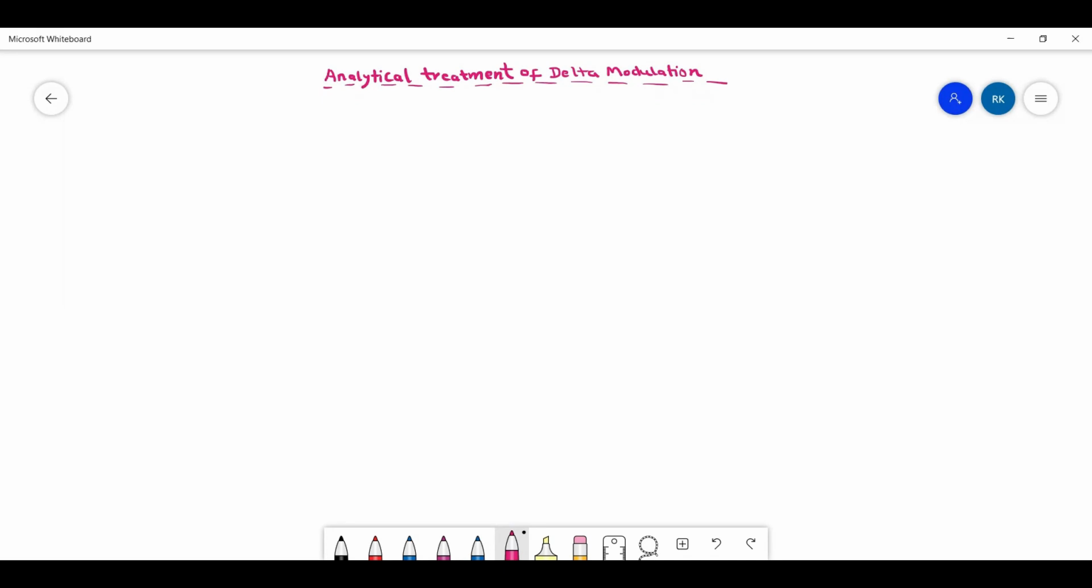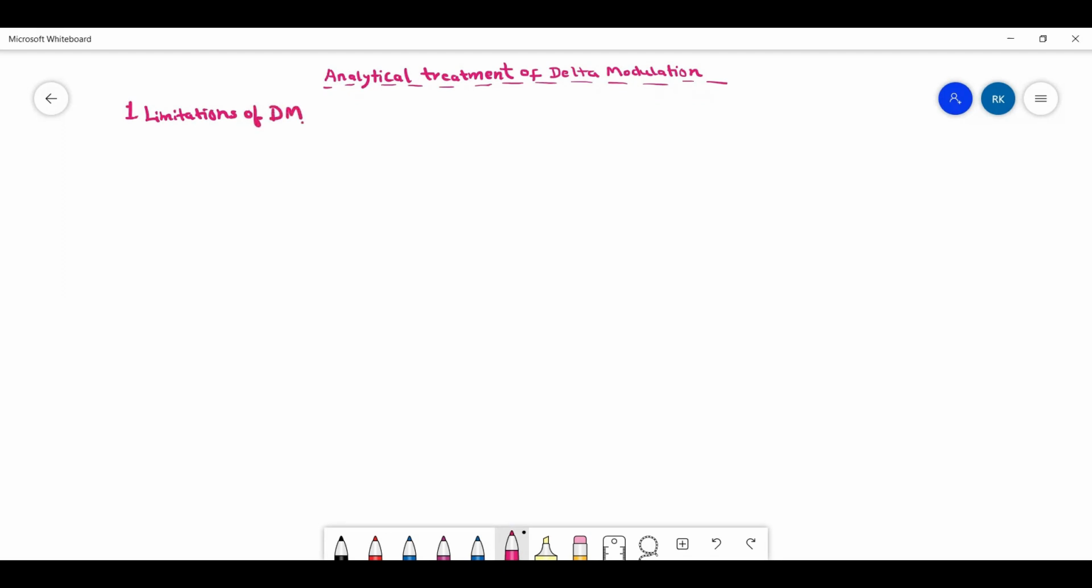So in the sense, we are going to talk about adaptive delta modulation and differential delta modulation. So first of all, we will discuss some of the limitations of delta modulation. What are the limitations of delta modulation that need to be overcome using some improvised version of it?